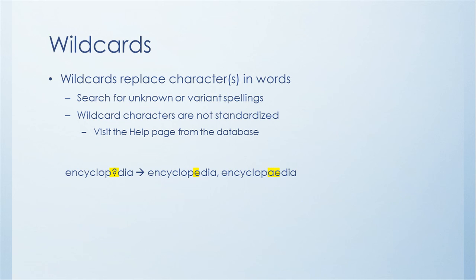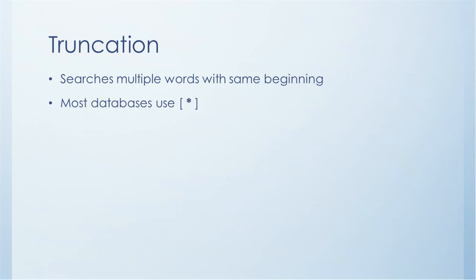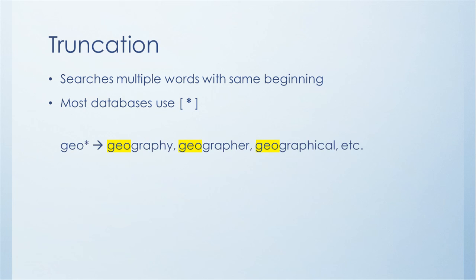In this example, we're looking for variant spellings of encyclopedia. Encyclopedia can be spelled with just an E or an AE. Another wildcard use is in truncation. Truncation allows you to search for multiple words with the same beginning. Most databases use the asterisk, but again, this is not standardized. In this example, we've truncated the word geo to find geography, geographer, geographical, etc.